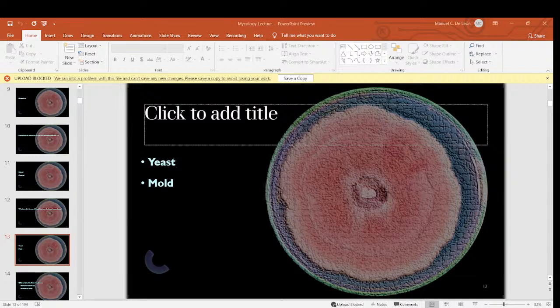Ay, hindi pala nagmo-move yung PowerPoint ko. Ganito na lang. Okay lang, nakikita naman ng lahat kapag ganito. Hindi pala siya nagmo-move pag naka-slideshow. I'm sorry.